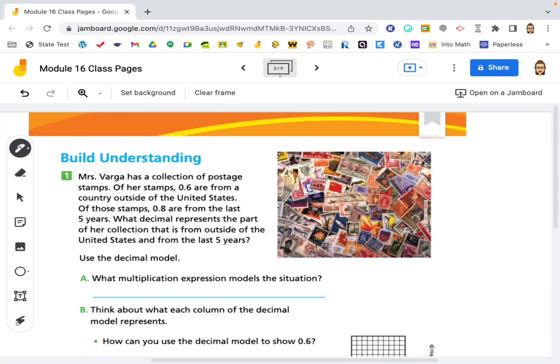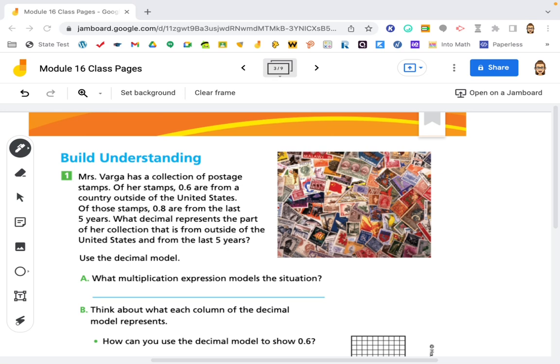So next, Build Understanding. Mrs. Varga has a collection of postage stamps. Of her stamps, 6/10 are from the United States. Of her stamps, 6/10 are from a country outside of the United States. Of these stamps, 8/10 are from the last 5 years. What decimal represents the part of her collection that's from outside of the United States and from the last 5 years?